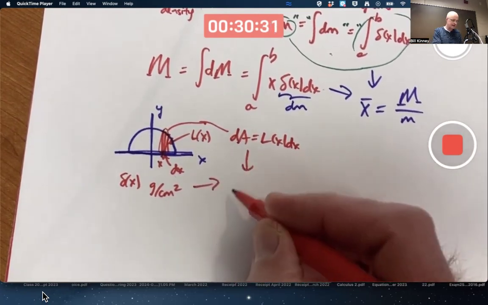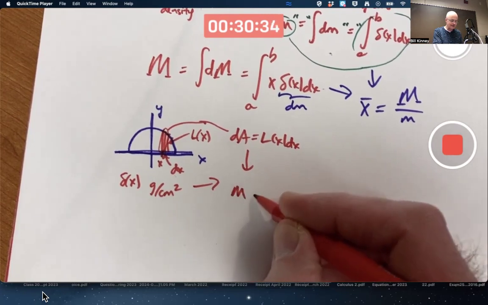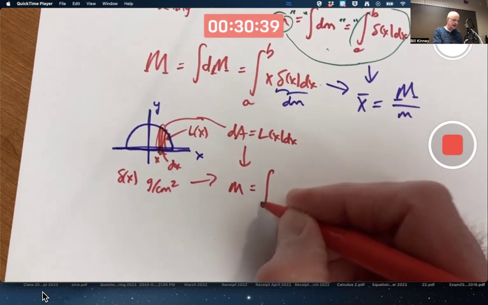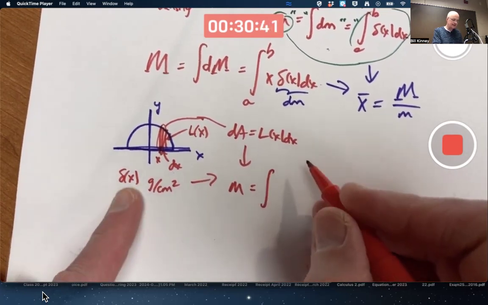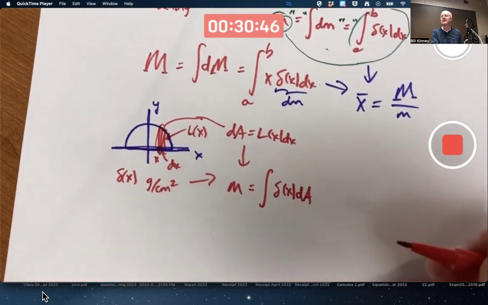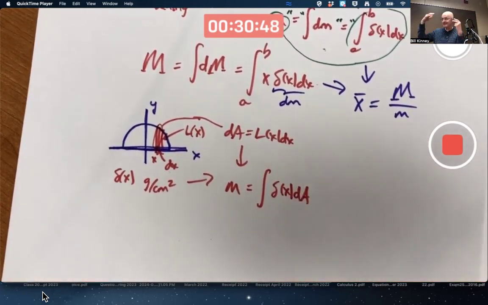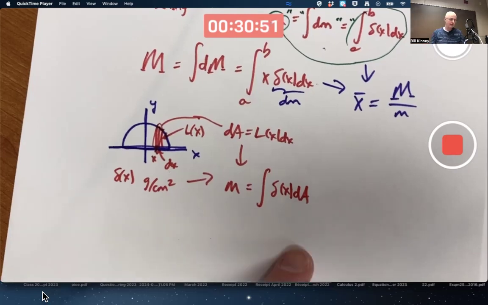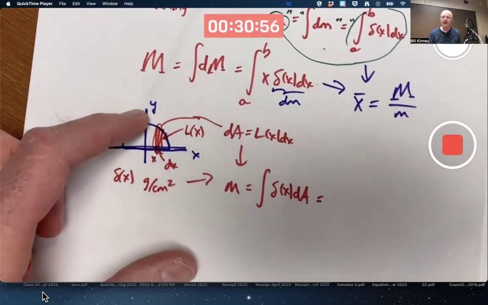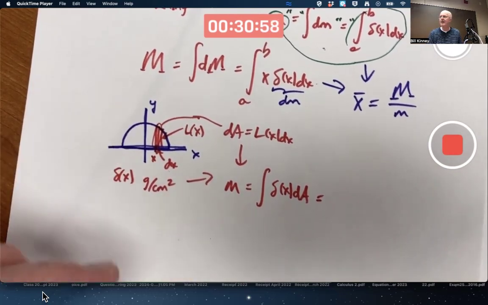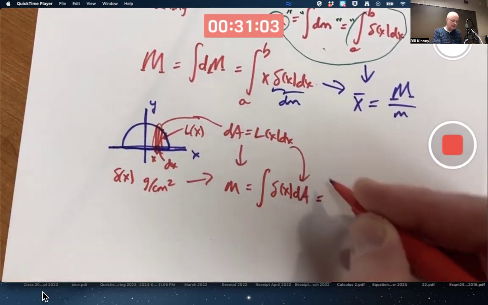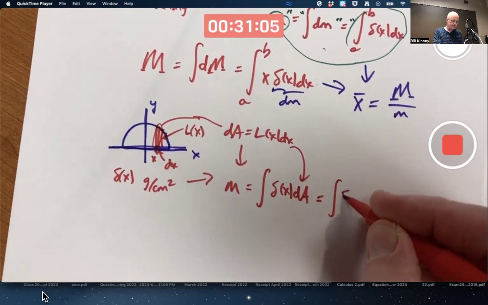Combine these things, the total mass would effectively be adding up the densities times the areas: delta of x dA. As an idea, a conceptual equation. But how do you actually compute it? Like, what is A? It's not a variable in this picture. It's representing an area. You've got to relate it to x. dA is L of x dx. So go ahead and make that replacement.